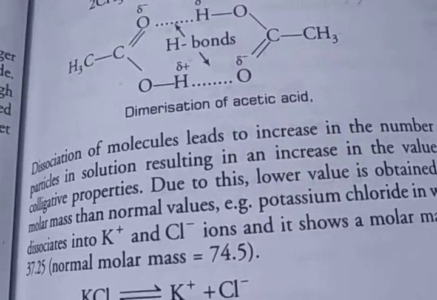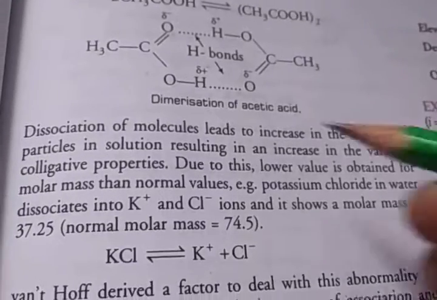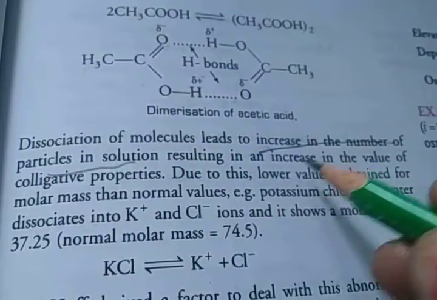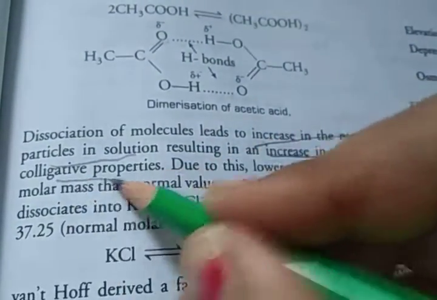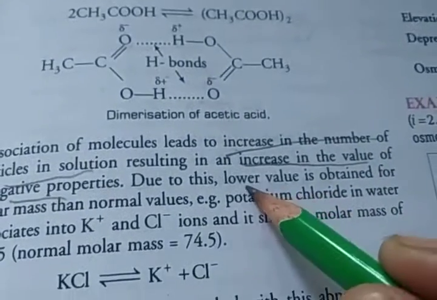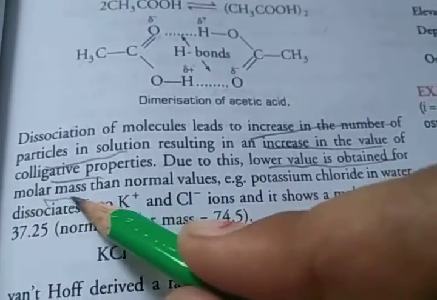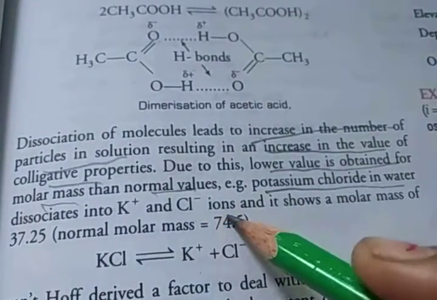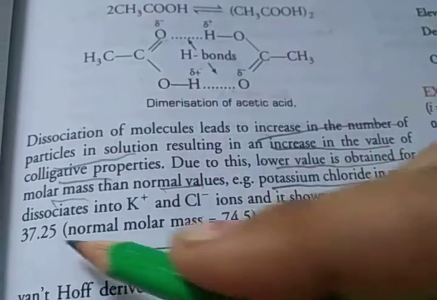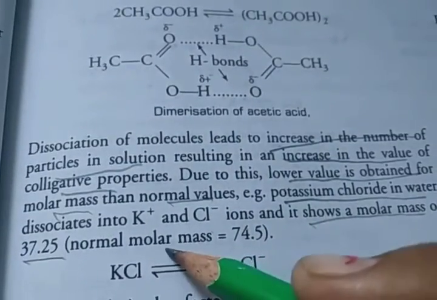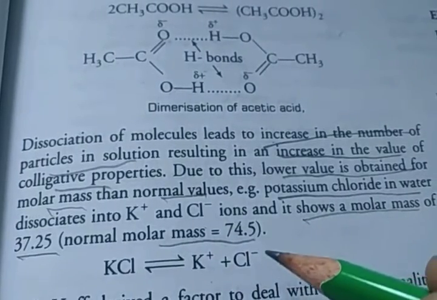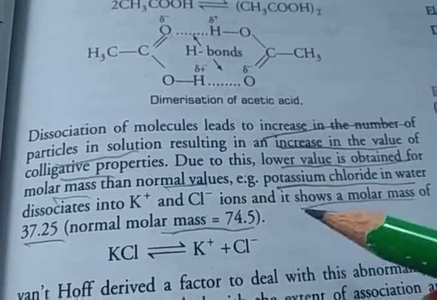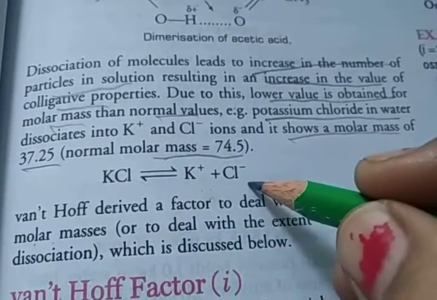Now the dissociation of molecules. Dissociation of molecules leads to an increase in the number of particles in the solution, which means an increase in the value of the colligative properties. Due to this, a lower value is obtained for the molar mass than the normal value. For example, potassium chloride in water gives K plus and Cl minus. It shows a molar mass of 37.25, but the normal molar mass is 74.5. Since it dissociates, its molar mass is halved, as KCl is converted into K plus and Cl minus.